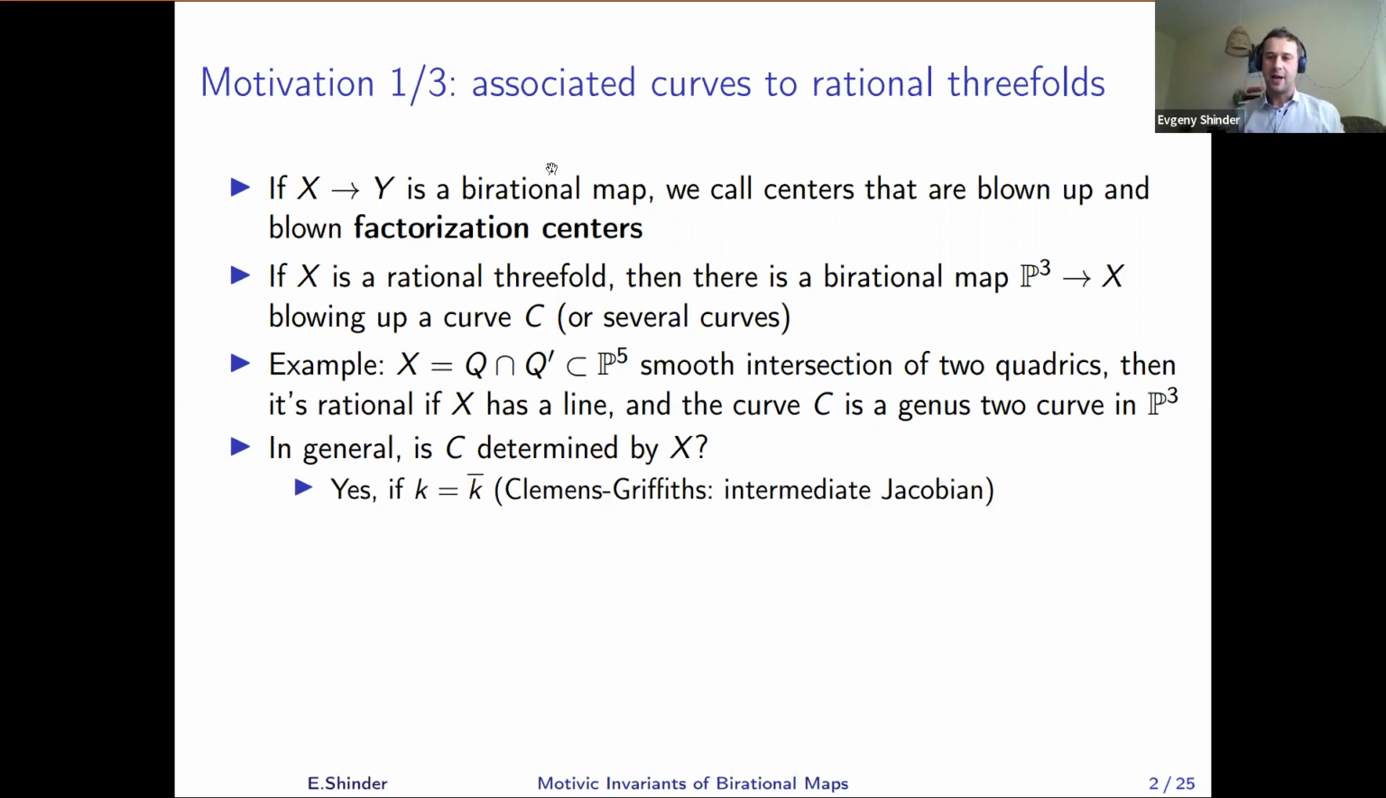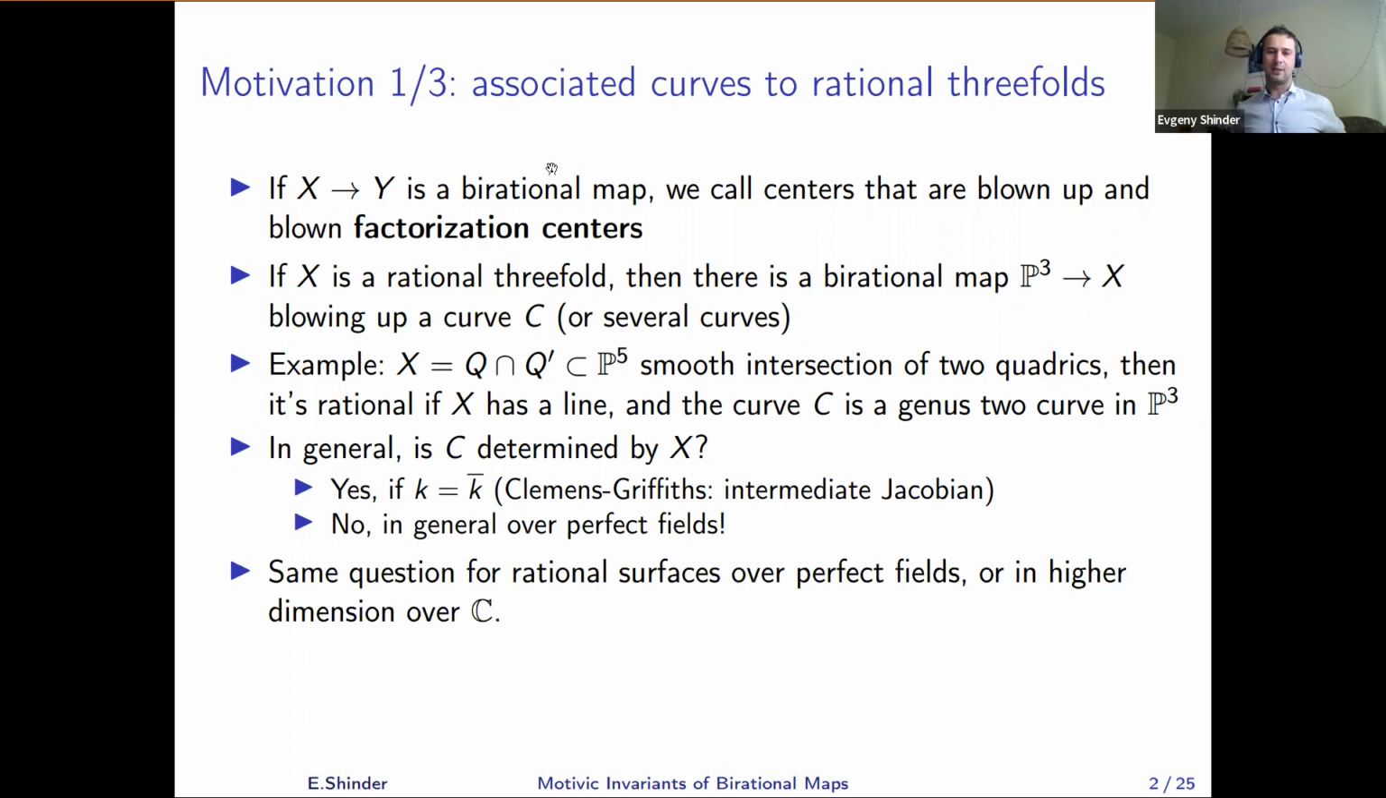Specifically, as we will see today, and this is classical, if you have a closed field of characteristic 0, then the intermediate Jacobian recovers those centers that you blow up just from the variety itself. So if you know what the intermediate Jacobian is, probably you can guess how this would go. And more interestingly, over non-closed fields, there will be ambiguity in terms of the curves you blow up when you pass from P3 to your rational threefold. And we'll also see examples of this.